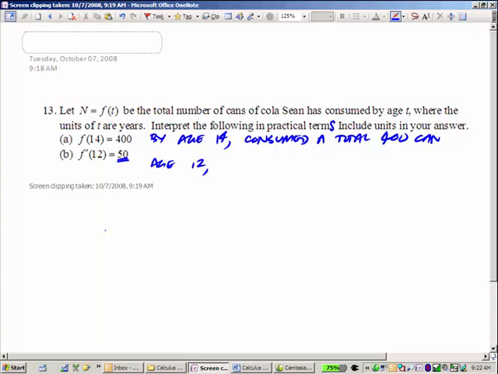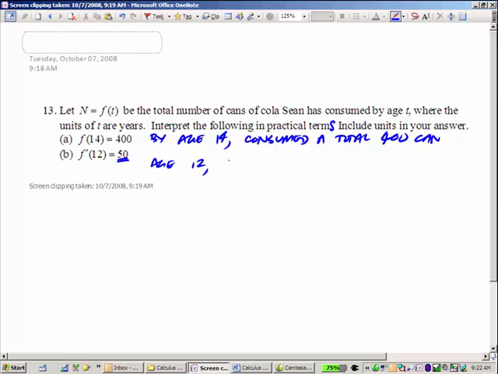No. I want to make sure I'm getting it right. Sam? Make sure he's getting it right first. No, go ahead. Okay, I was going to say that at 12 he was drinking 50 cans per 12 years. No. Let me try this and see if it goes over all right.